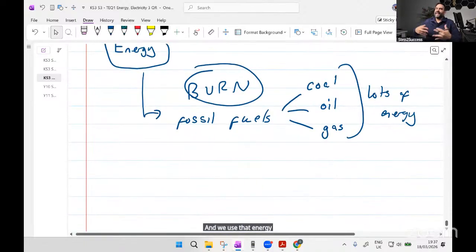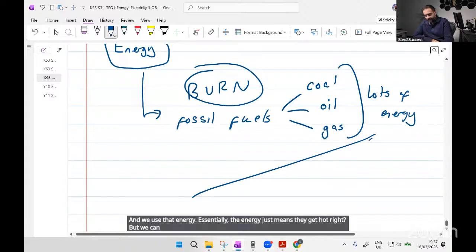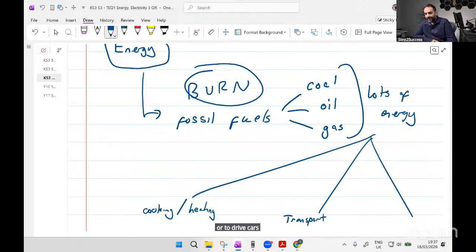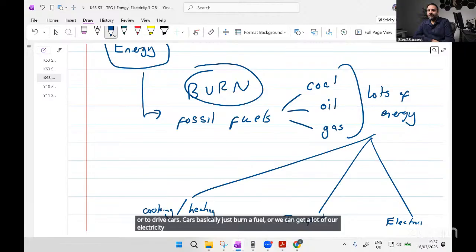Essentially, the energy just means they get hot, right? But we can use heat energy for lots of different things, such as cooking food, which you do, or heating your home, or to drive cars. Cars basically just burn a fuel, or we can get a lot of our electricity as well from burning these fossil fuels. Not only from those, but we can get a lot of it. Right, so that's just a little bit of an intro to these things called fossil fuels. I will come to that question in a second, question two.